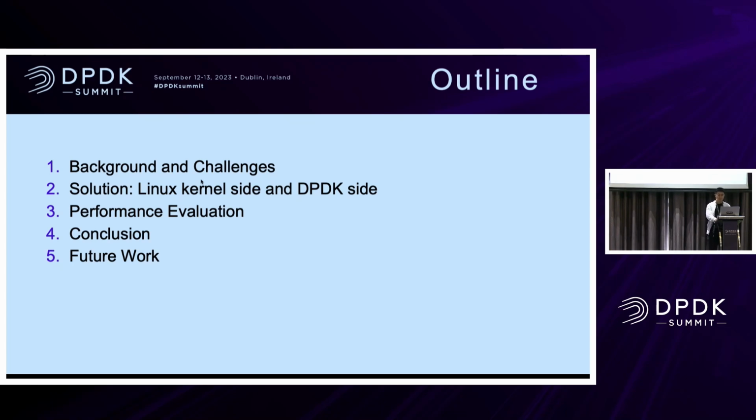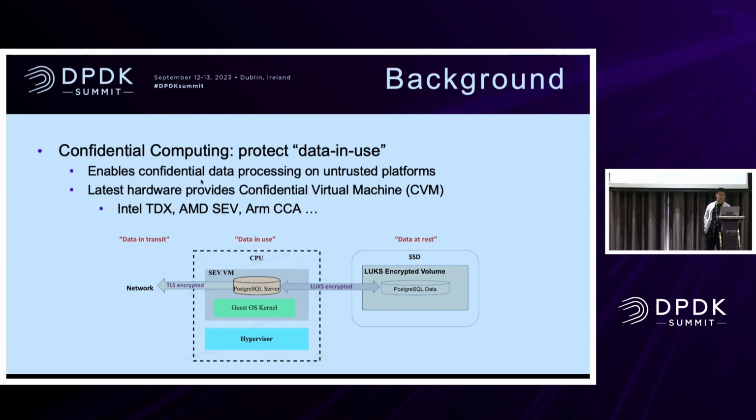Okay, this works. So I'll start from the background. Confidential computing, as Liang has introduced, protects something called data in use. It enables confidential data processing on untrusted platforms, such as public cloud VMs. The latest technology enabling confidential computing is called confidential virtual machine, which is just a virtual machine with some memory encryption enabled. It includes Intel TDX, AMD SEV and ARM CCA.